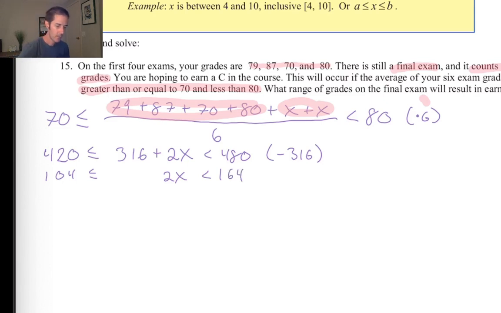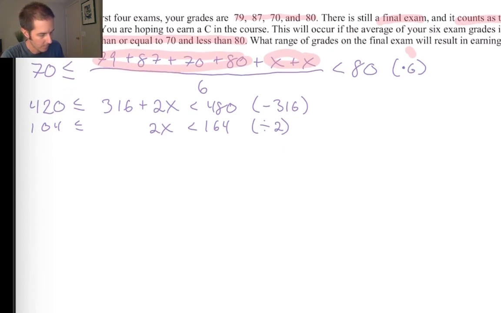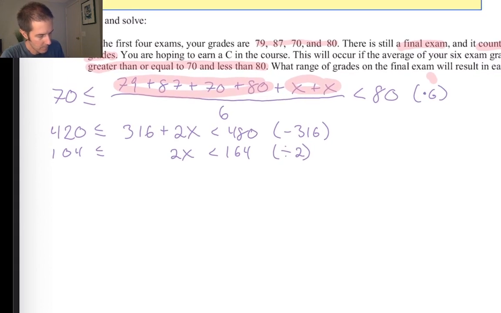All right, we're getting close. Let's get rid of the 2 in front of the x by dividing all three regions by 2. 104 over 2 is 52. Every time I put my hand down, the screen seems to move. So 52 is less than or equal to x, strictly less than 82. Let's keep it all lined up.